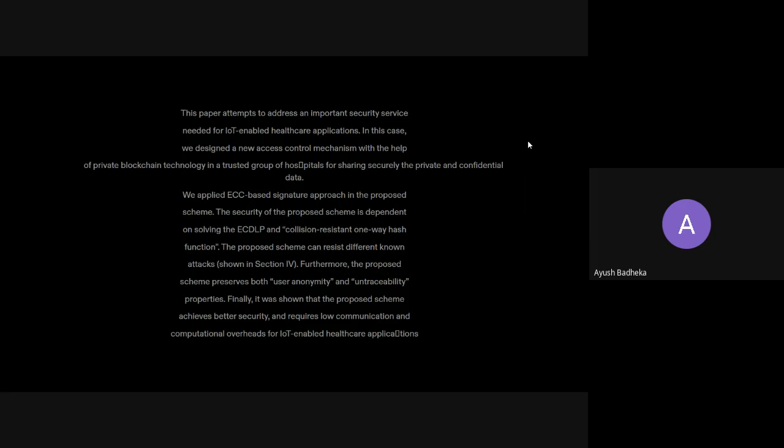The proposed scheme can resist different known attacks, as discussed in section 4. Furthermore, the proposed scheme preserves both user anonymity and untraceability. Finally, it was shown that the proposed scheme achieves better security and requires low communication and computational overheads for IoT-enabled healthcare. There are many mathematical organizations helping on this.